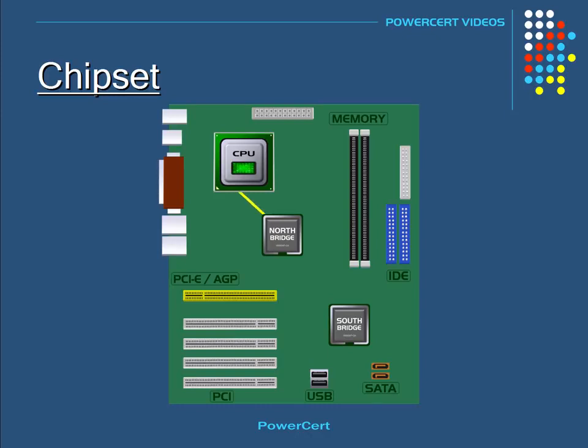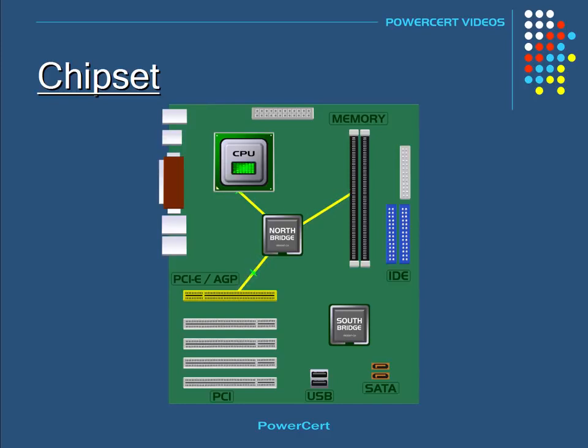It's also directly connected to the memory and the AGP and PCI Express slots. So in order for the CPU to communicate with the memory and the AGP or PCI Express bus, it has to go through the North Bridge first. So the North Bridge acts like a communication middleman between the CPU, AGP or PCI Express, and memory.